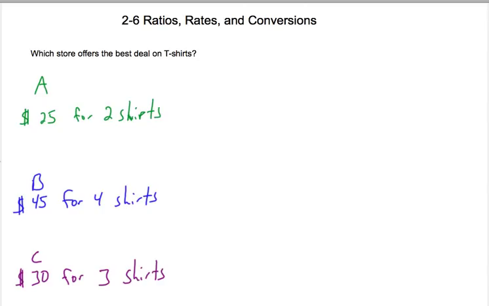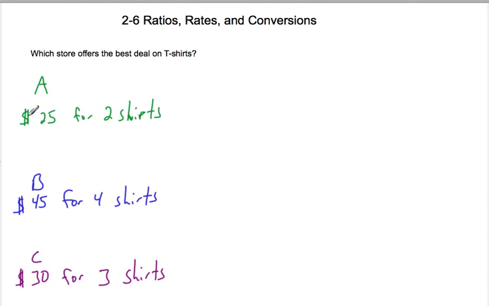First of all, if we had to figure out which store offers the best deal on t-shirts, we can use ratios and rates and unit rates to figure that out. This is something that comes up every day when you go shopping for different things. So let's figure out how we're going to solve this.